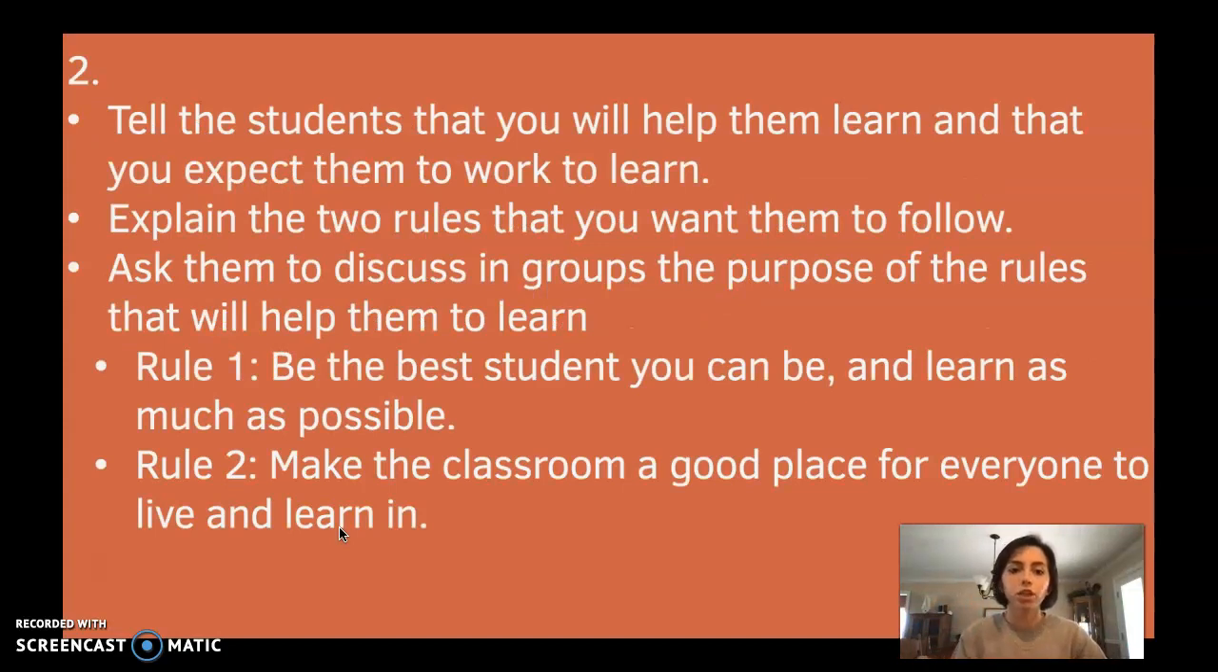Then you'll lead into the discussion of telling the students that you want them to learn and you want to help them to learn and that you expect them to work to learn as well. You want to explain 2 rules that you want them to follow. Ask them to discuss in groups the purpose of those rules that will help them to learn. So rule 1 being be the best student that you can be and learn as much as possible. Rule 2, make the classroom a good place for everyone to learn and live in.